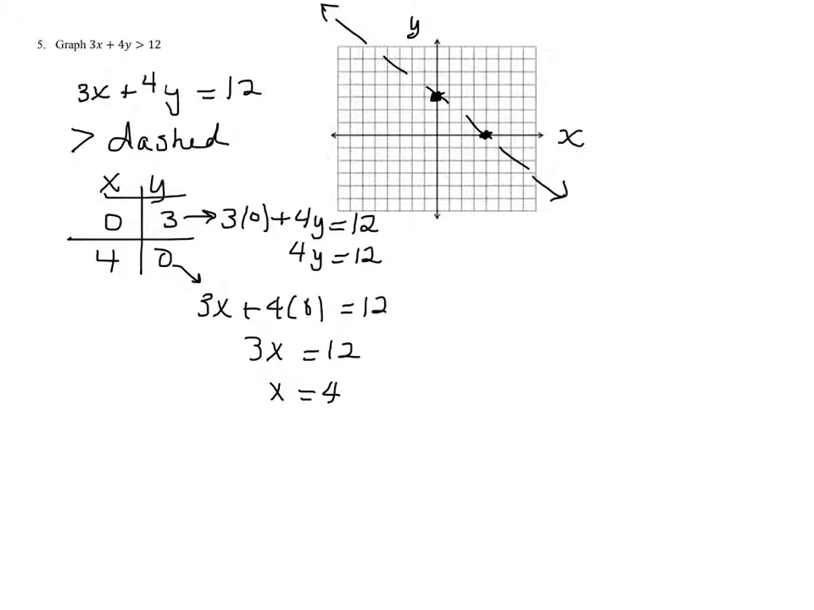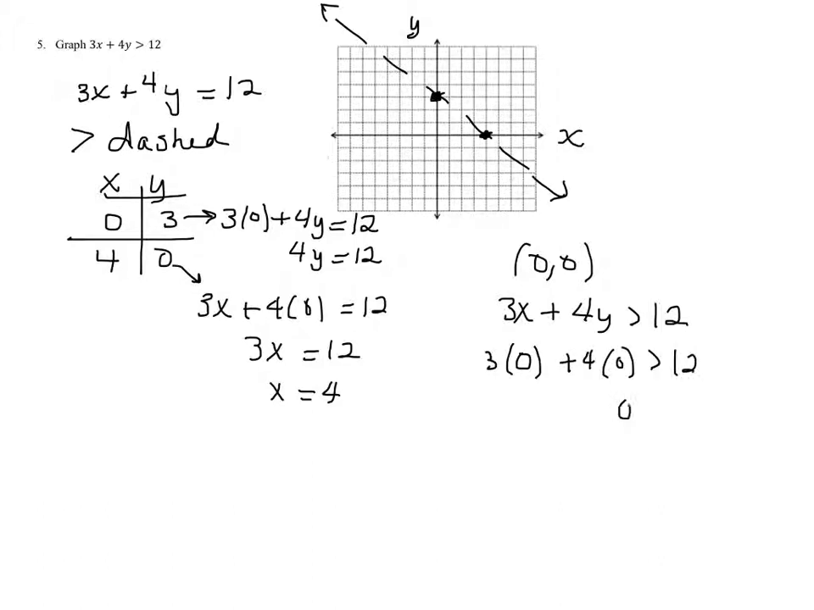Now, the beauty of this is now I can pick 0, 0 again because it's not on the line and put it into where? Let's hear it. The original inequality. You've got it. So I'm going to put 0 in for x, 0 in for y. Is 0 greater than 12? No, it is not. 0, 0 is right here, so it ain't. So I'm going to shade up in the opposite way.